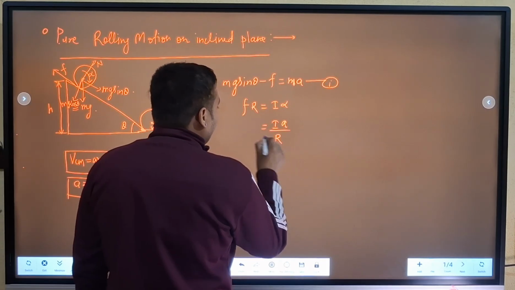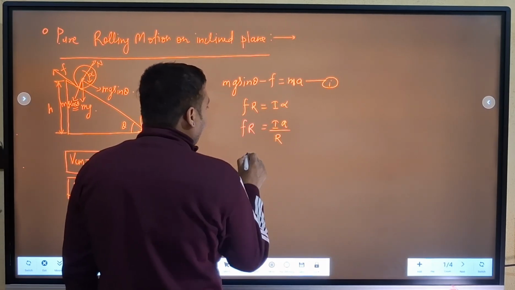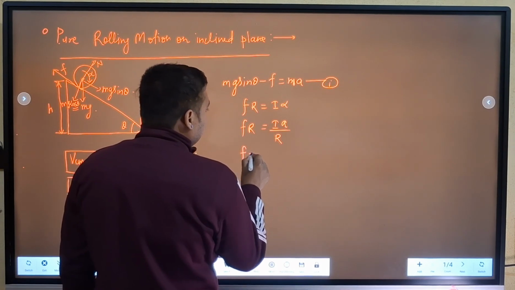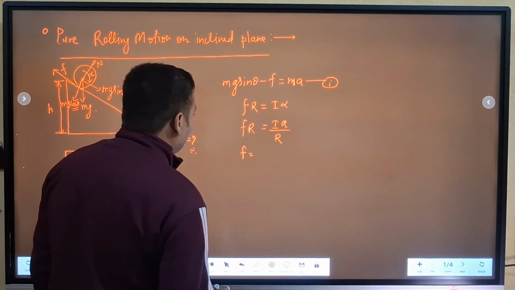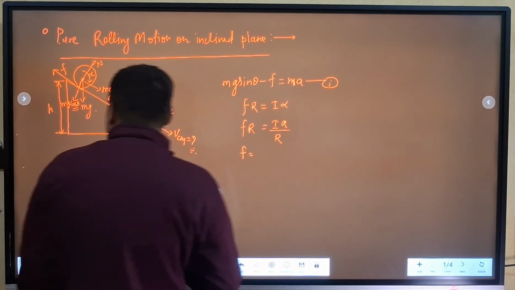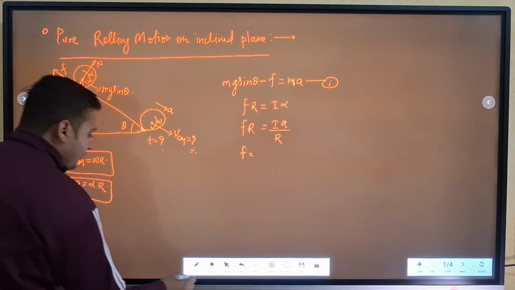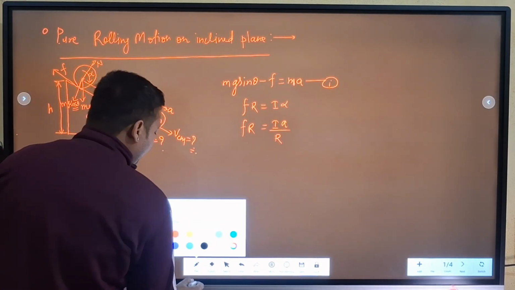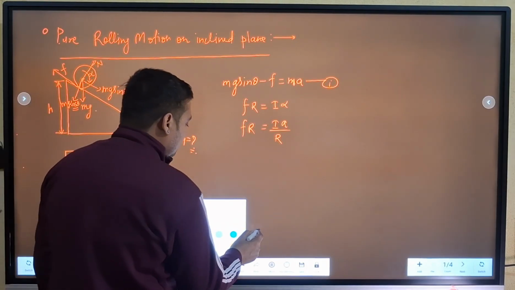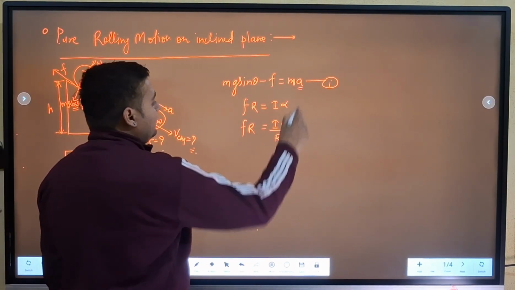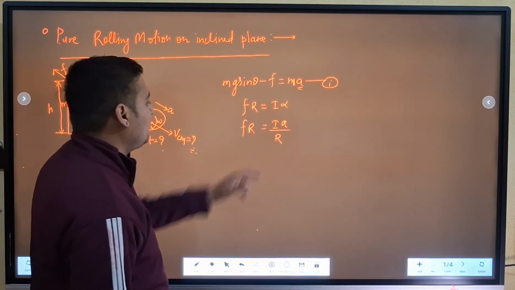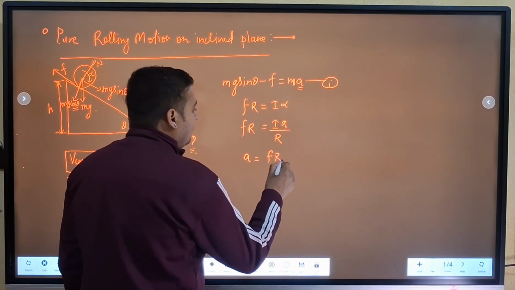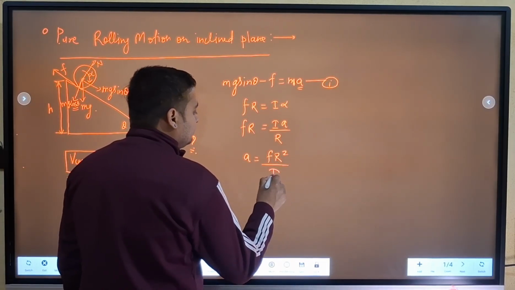So from here we can write friction is equal to, sorry, what we want to do here, we want to put the acceleration value here. So we will write the acceleration value here. So acceleration is equal to F r square divided by I.